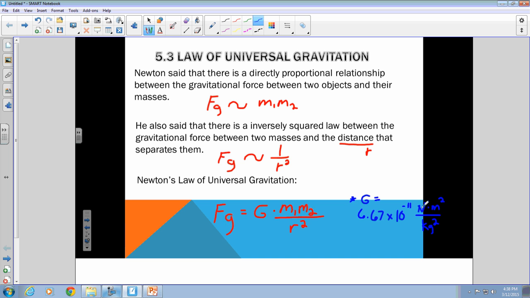And that was developed through experimentation. This is the gravitational constant, and this is the law of universal gravitation. So you have two masses, multiply them, divide by how close they are, and then multiply it by the gravitational constant.